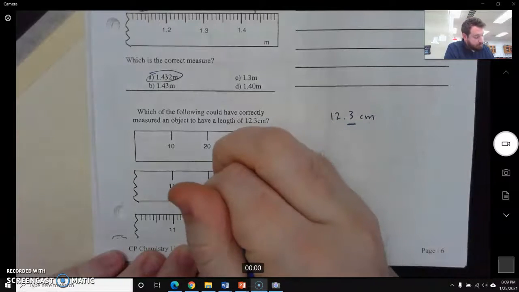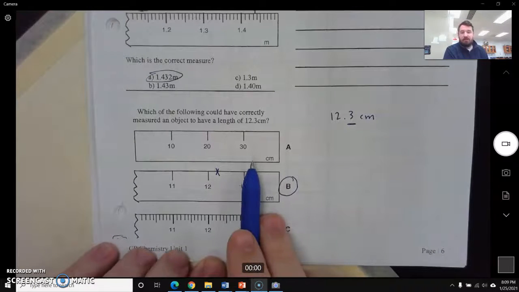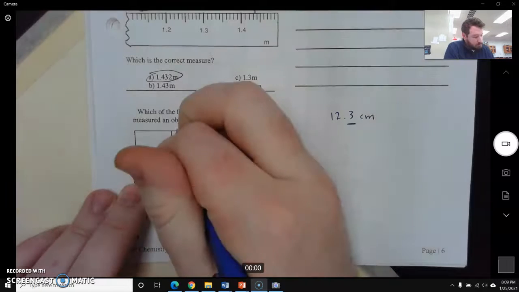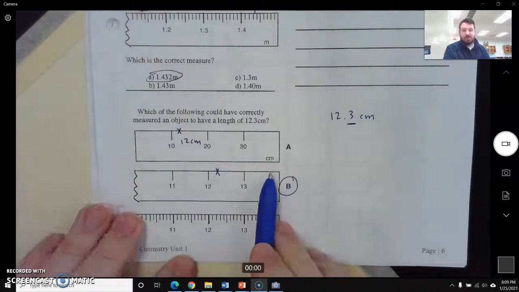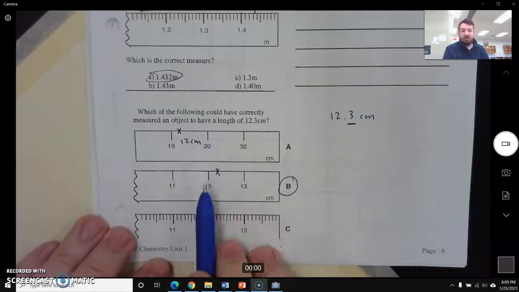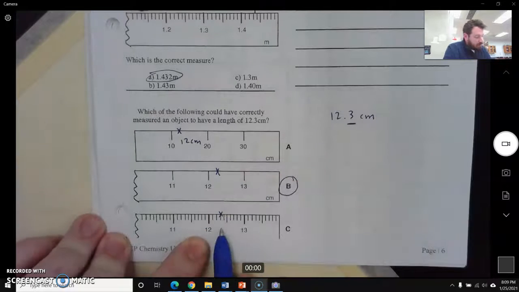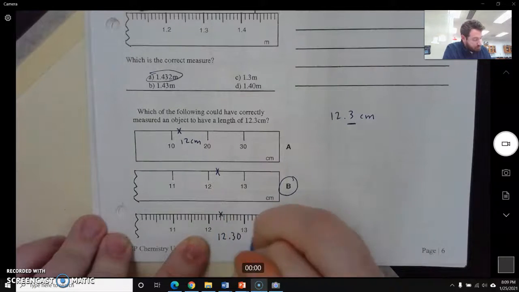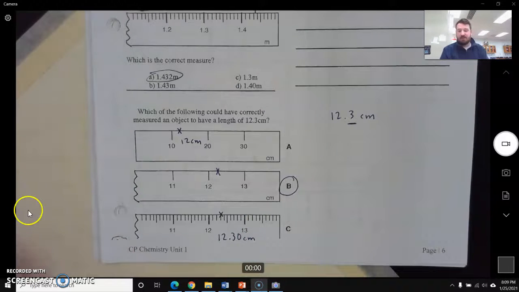And 12.3 would be about there. Maybe actually a little bit over to the right. If we were coming up with an object about that same size, it would be about here on this ruler, but this would give me a measurement of just 12 centimeters, going up by 10, so I need to estimate to the ones place. And 12.3 would be here, but we know that for certain with this ruler, so we need to estimate one more digit more specific. This will be 12.30 centimeters.